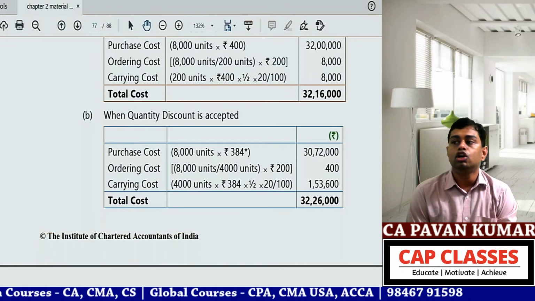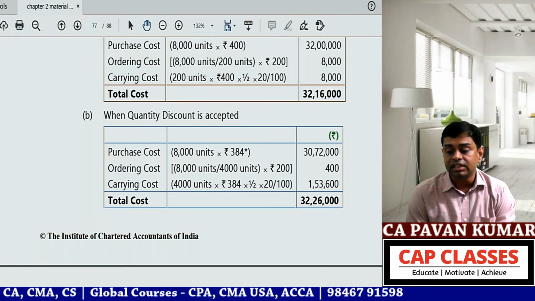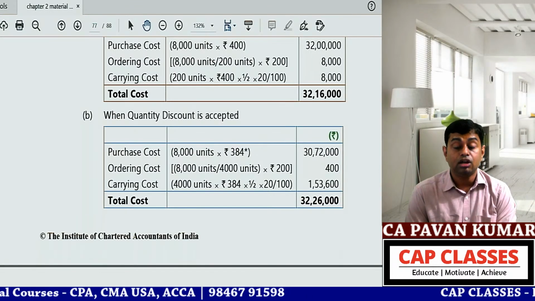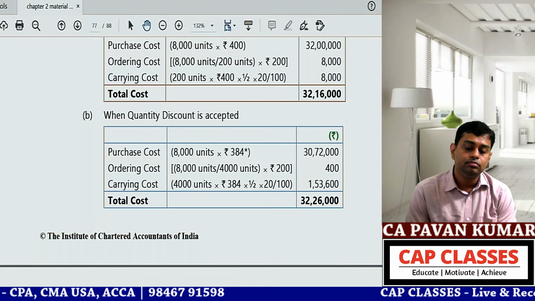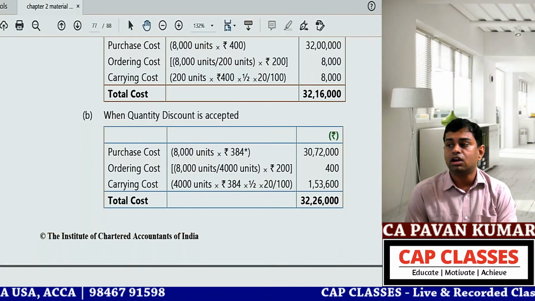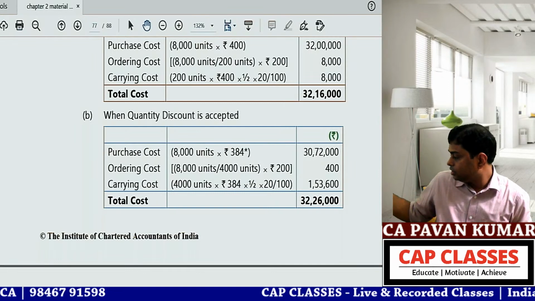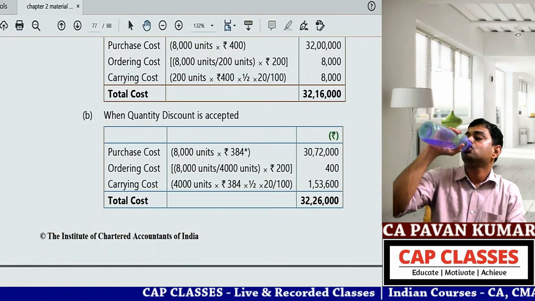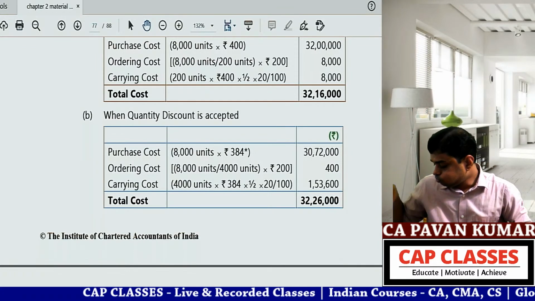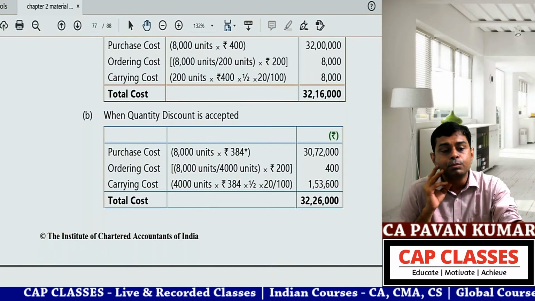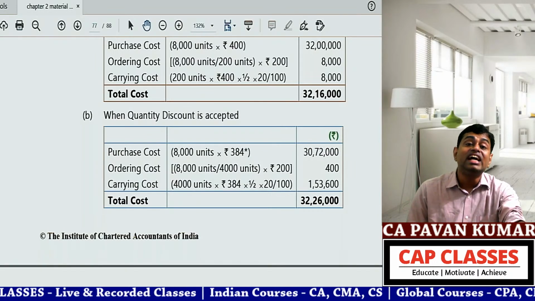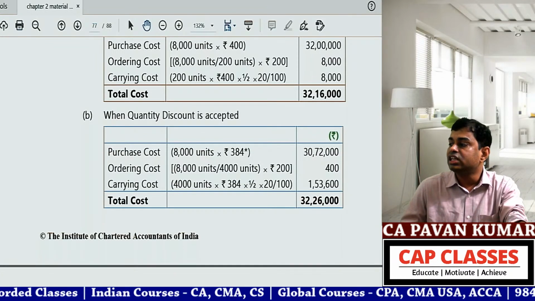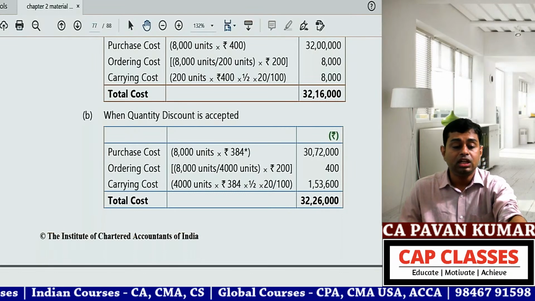नहीं चाहिए. Right now, conclusion. It is advised not to accept discount proposal since the total cost is increasing. Since the total cost is increasing by 10,000 if the discount proposal is accepted. You understand this?